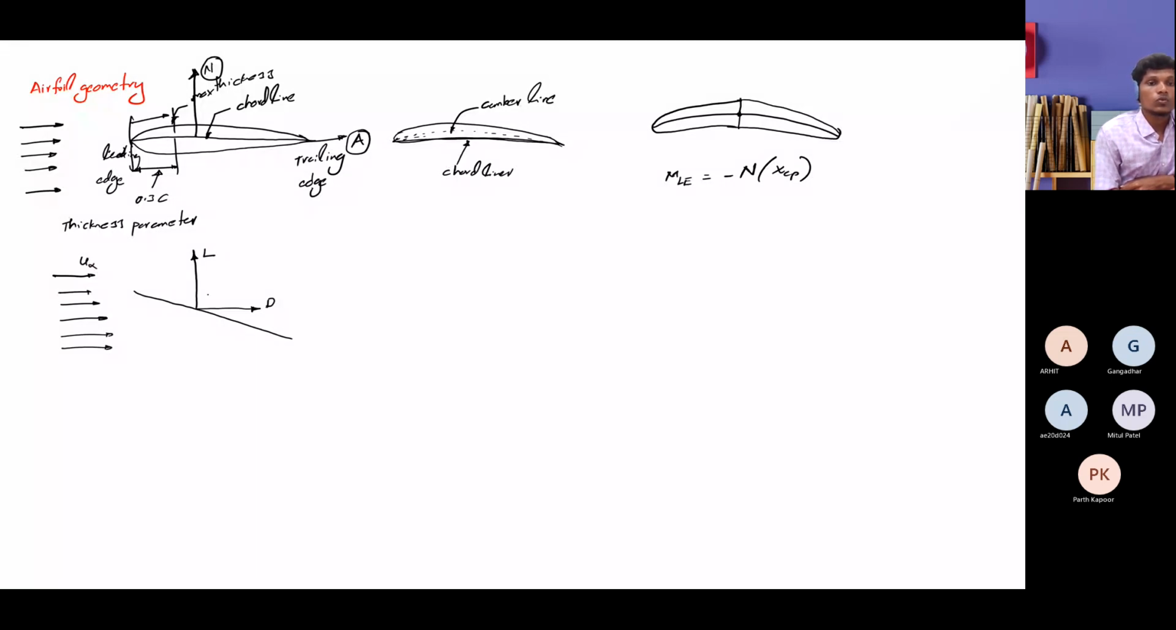This is your U infinity. So these forces we always need to resolve from the normal forces and axial forces. It is a kind of transformation from one coordinate system to another coordinate system. So these vectors we need to resolve. How you can resolve from normal forces and axial forces to lift and drag is: lift is equal to N cos alpha minus A sin alpha, and drag is equal to N sin alpha plus A cos alpha, right?